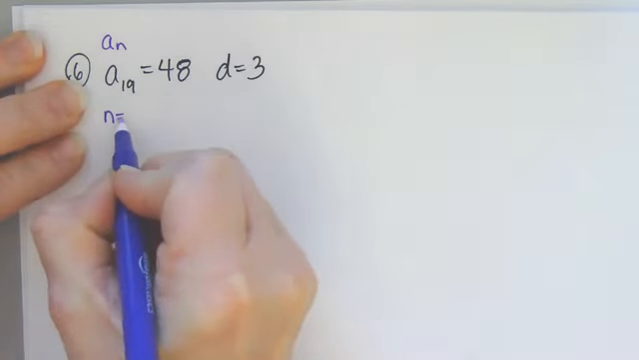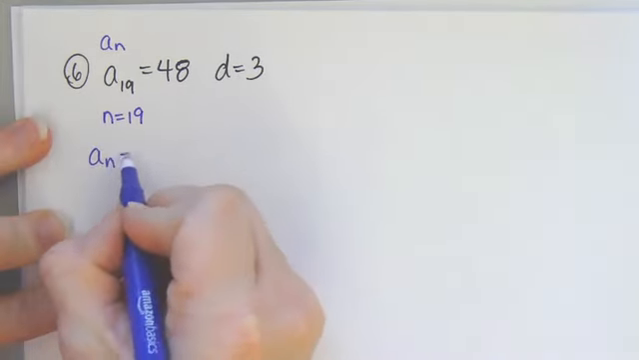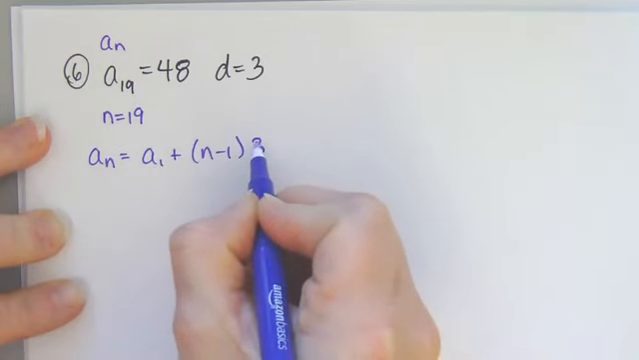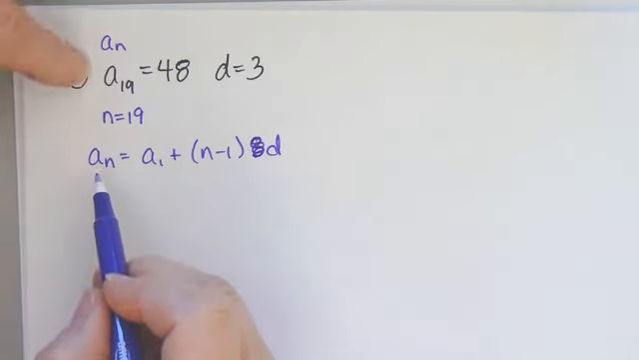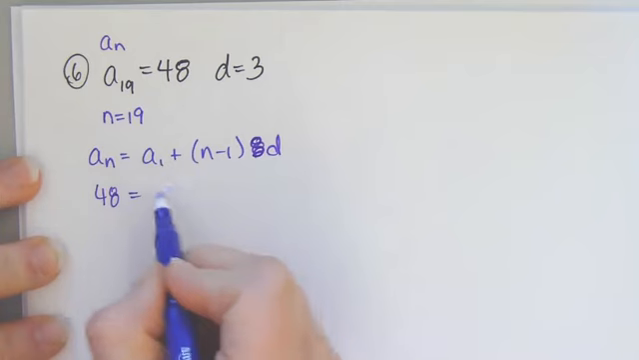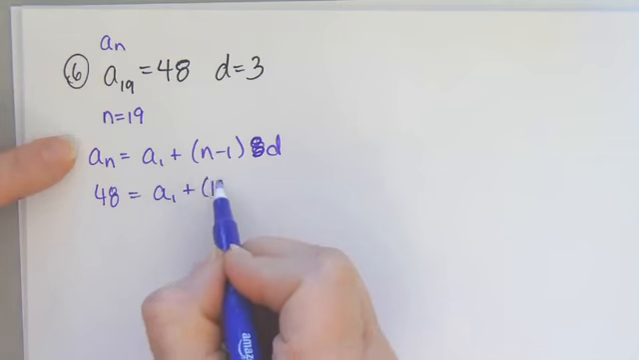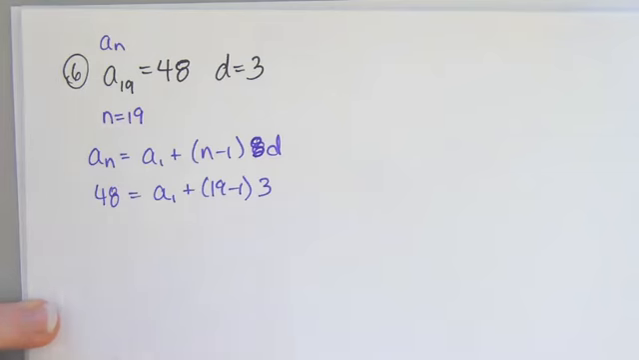Remember, we usually write a sub n, so that means that n is equal to 19. So my 19th term is 48, a sub 19 is 48, but n is equal to 19. So if I write out my formula, a sub n equals a sub 1 plus n minus 1 times d, I'm going to replace what I know in this formula. So I know a sub n is 48. I do not know my first term, so I'm just going to leave a sub 1 there. I know n is 19, 19 minus 1, and then I know d is 3.